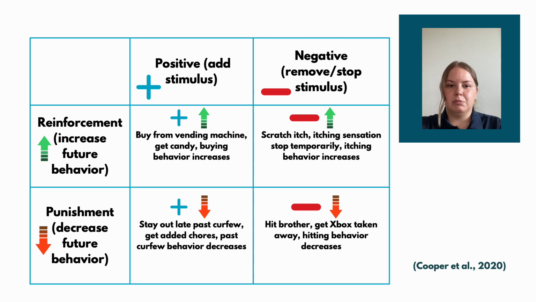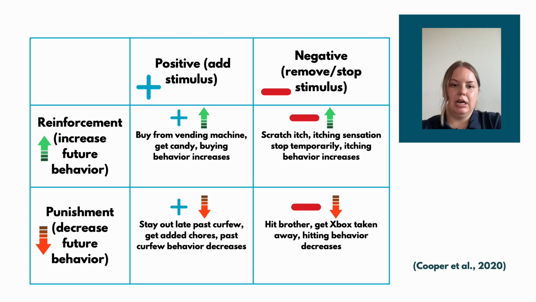So for positive reinforcement, we're buying from a vending machine to get candy. So we're going to engage in that behavior, buying from a vending machine, we're going to get candy, and that buying behavior increases. So because buying behavior increases, we automatically know it's reinforcement. And then because we're getting candy, a stimulus is added to the environment, we know it's positive. So it would be positive reinforcement. For negative reinforcement, it's scratching an itch, the itching sensation stops temporarily, and the itching behavior increases. So automatically, itching behavior increases, we know it's reinforcement. And then we look at the stimulus, so the itching sensation stops temporarily, we know that's negative. So we know that this one is negative reinforcement.